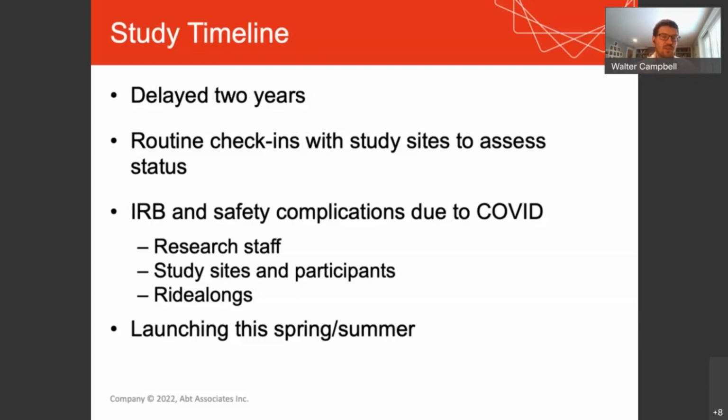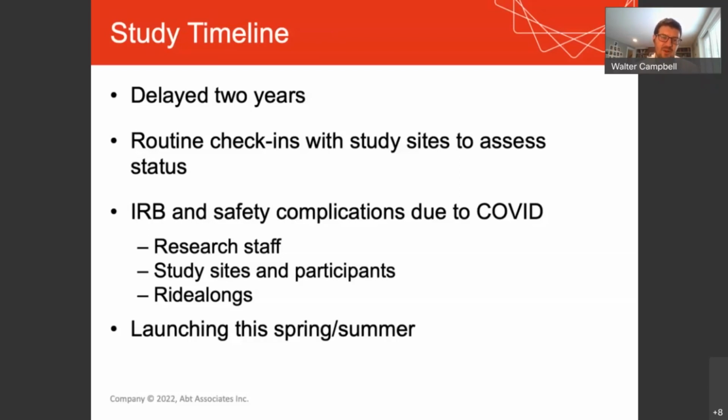But even with our sites now functioning at a more normal level, there's still a few practical IRB and safety complications we had to overcome. So the first is simply research staff comfort with traveling, and also our company's comfort with people traveling. Until fall of last year, you had to get special permission to travel for a project, and it was pretty uncommon. And so we were really restricted in any travel we could do. That was lifted, as I said, fall of last year.